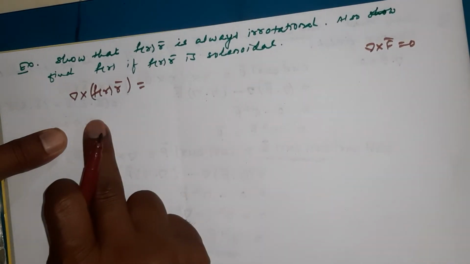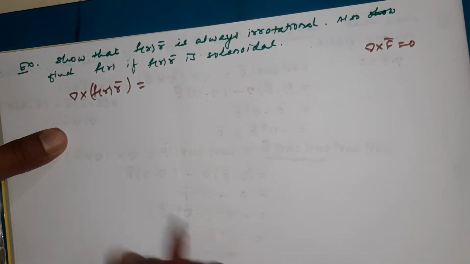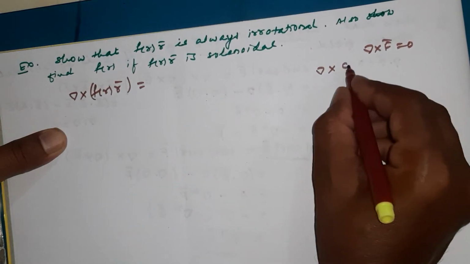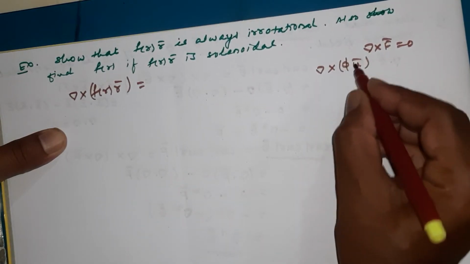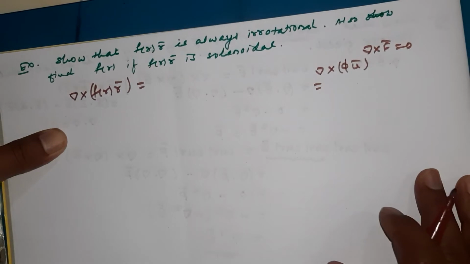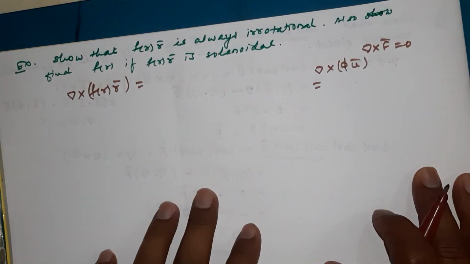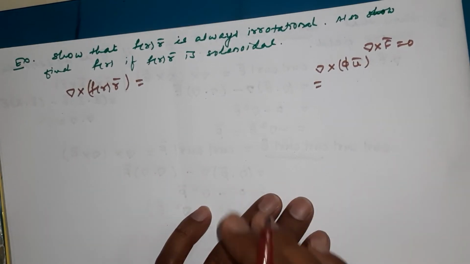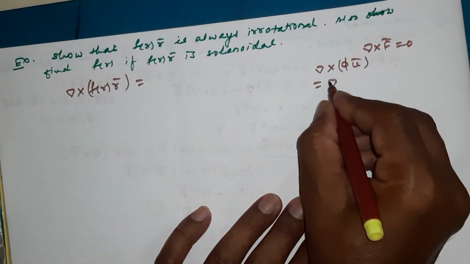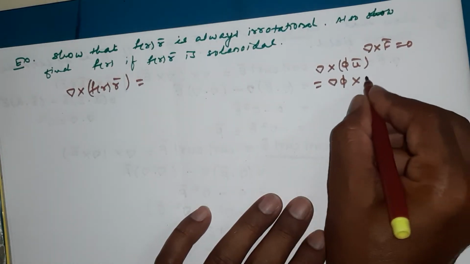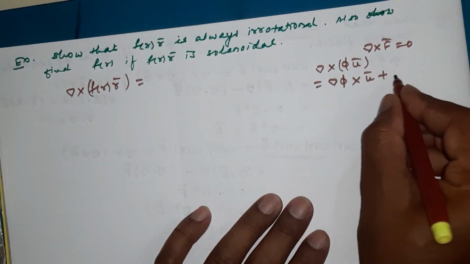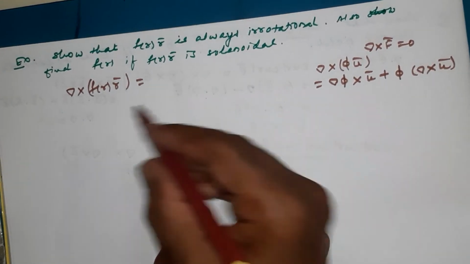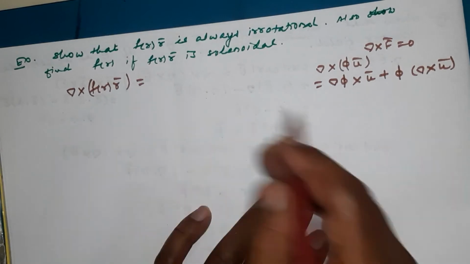Hope you have understood or remember it. Okay. Now we use one simple formula, our second identity, del cross phi u bar, from the previous videos, is del phi cross u bar plus phi into del cross u bar. Now instead of phi, write down f of r, and for u bar, write down r bar.